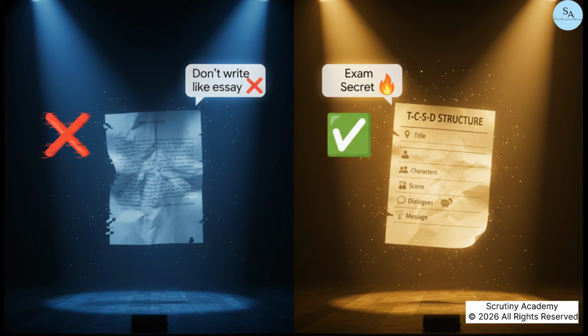Just look at the difference here. It's night and day, right? On the left, you've got the essay style. I mean, it might tell the same story, but it completely ignores the rules, and it's going to score very, very poorly. Now, on the right, we have our champion. It follows the TCSDM structure perfectly. The choice is clear. You want to be on the right side.